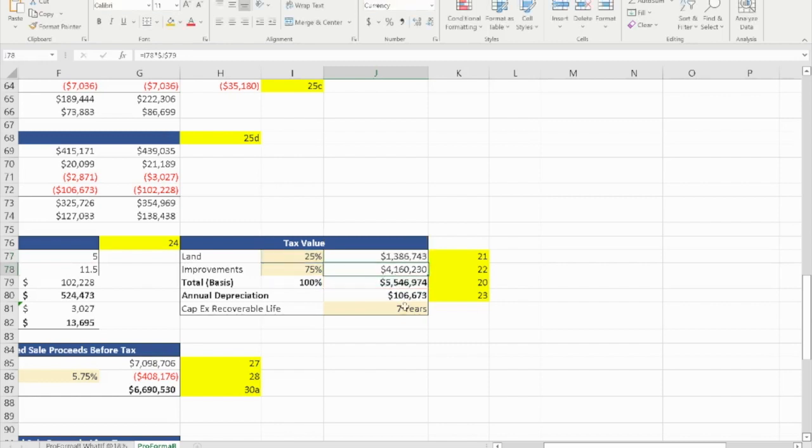This is important because you cannot depreciate land. You can only depreciate improvements. So we're going to need to calculate the actual improvements, which happens to be again 75% of the 5.5 million, which gives you 4.1 million. Once we do that, to calculate the annual depreciation, since we cannot depreciate land, the annual depreciation is going to be the 4.1 million divided by 39.